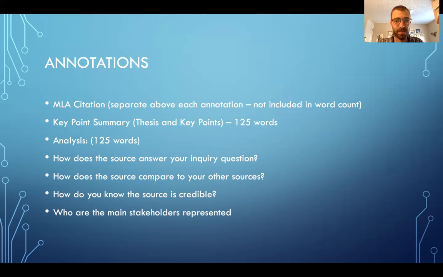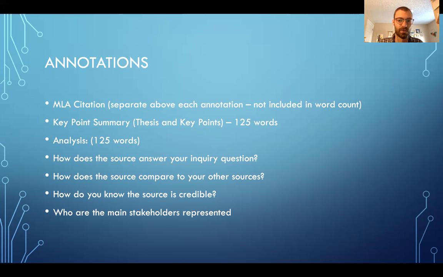I know that at the beginning you might not have that many other sources, but as long as you've got at least one other that you've looked at, you can compare those to find something new that this source is giving you. How do you know the source is credible? And so you can use what we've been talking about in class in terms of determining source credibility.